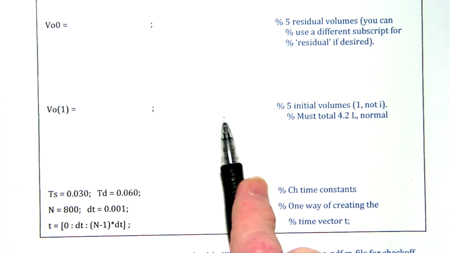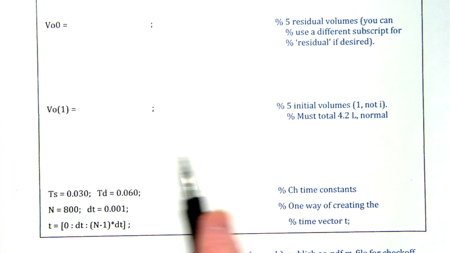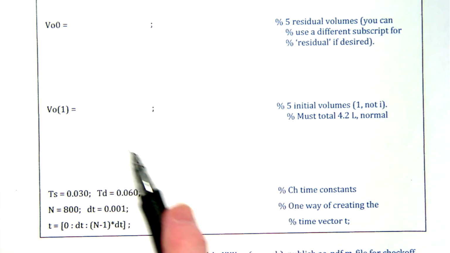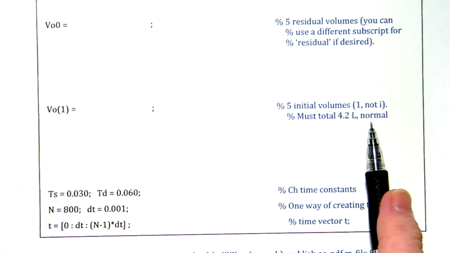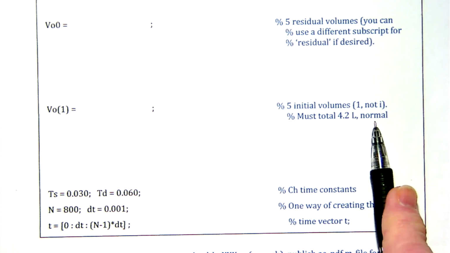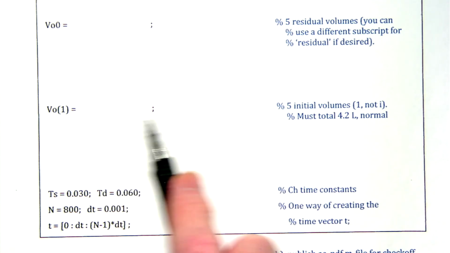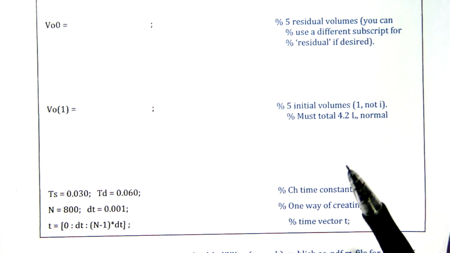Each of these volumes needs to add together to get a total volume of all of these to be 4.2 liters. That's the amount of blood that a normal human has in the systemic cardiovascular system if there has been no bleeding. So make sure those add up to 4.2 liters.